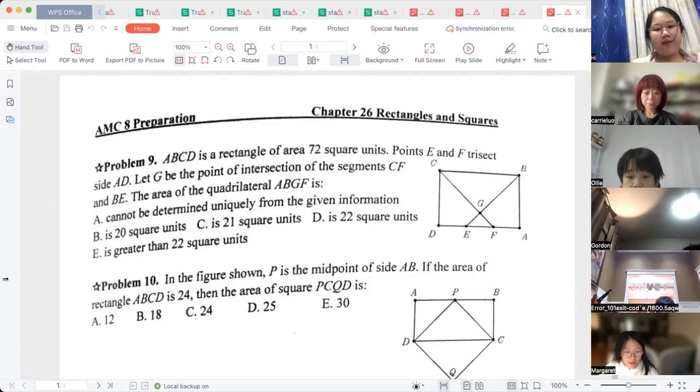ABCD is a rectangle of area 72 square units. Points E and F intersect side AD. Let G be the point of intersection of the segments CF and BE. The area of the quadrilateral ABGF is: A, cannot be determined uniquely from the given information; B, 20 square units; C, 21 square units; D, 22 square units; and E, greater than 22 square units. Okay, so everybody take a look.